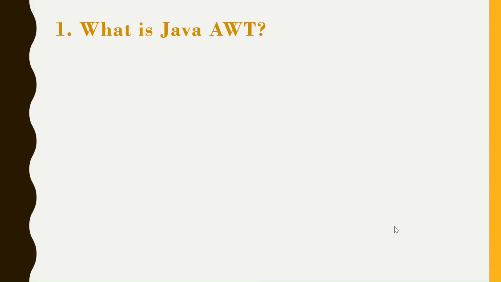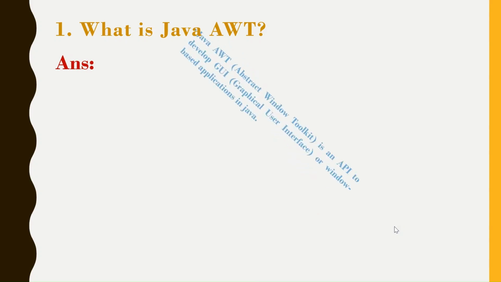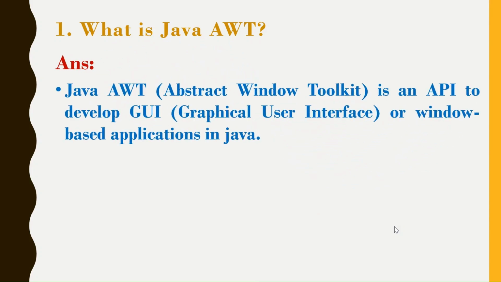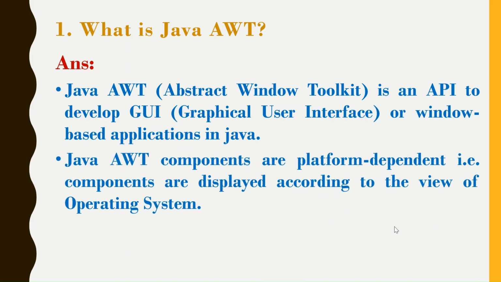What is Java AWT? Java AWT stands for Abstract Window Toolkit, and it is an API, that is, Application Programming Interface, to develop graphical user interface or window-based applications in Java. So we have a lot of different components like button, radio button, checkbox. By using them, I can develop a window-based application as well as graphical user interfaces.